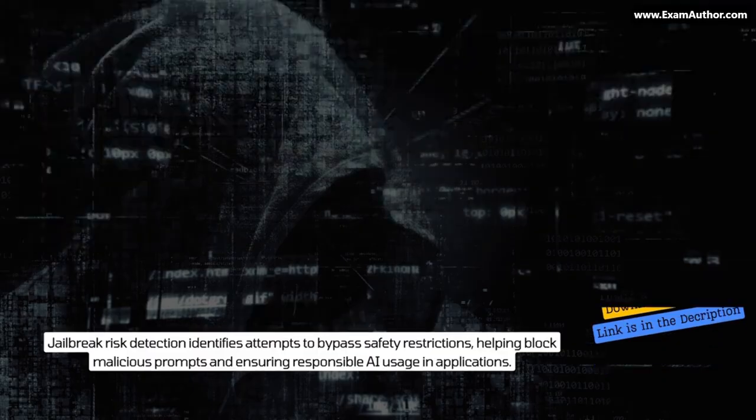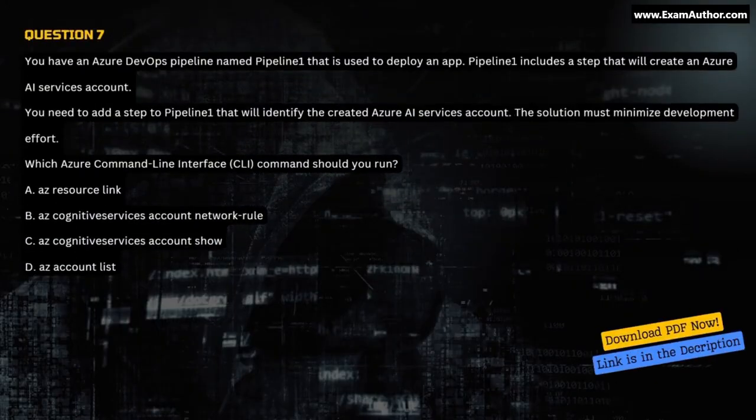Question 7. You have an Azure DevOps pipeline named Pipeline 1 that is used to deploy an app. Pipeline 1 includes a step that will create an Azure AI Services account. You need to add a step to Pipeline 1 that will identify the created Azure AI Services account.